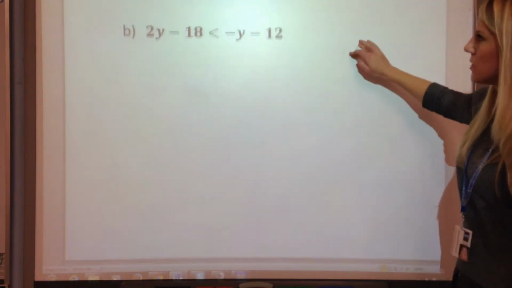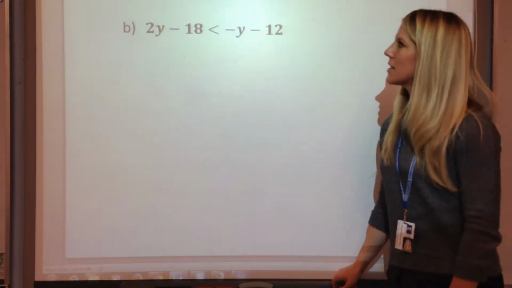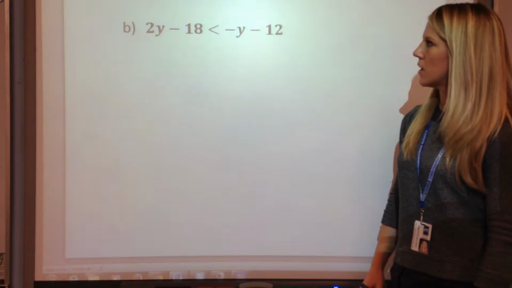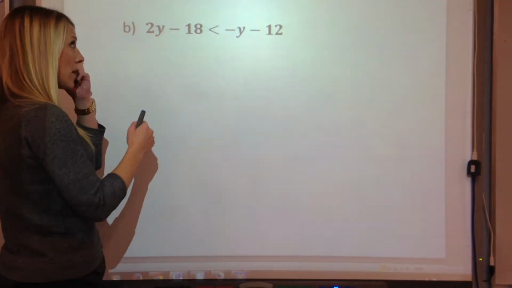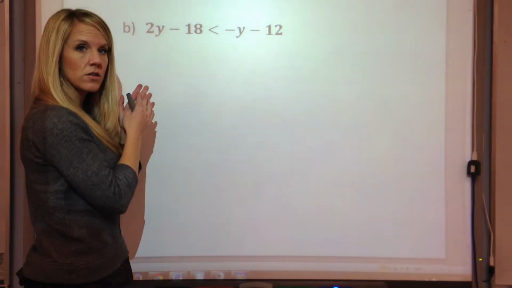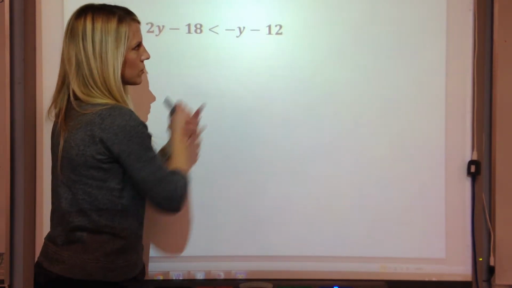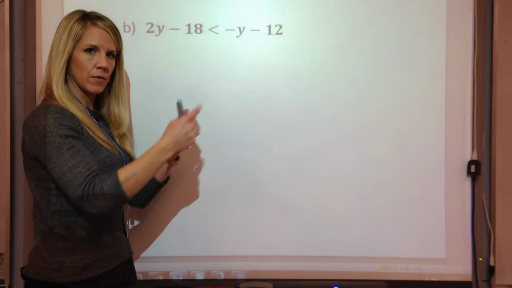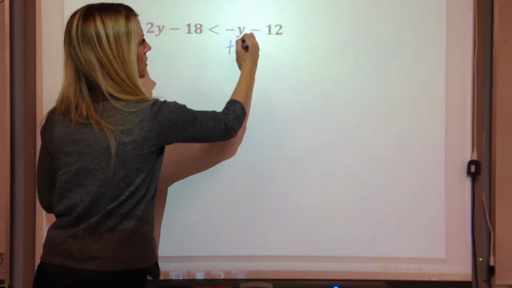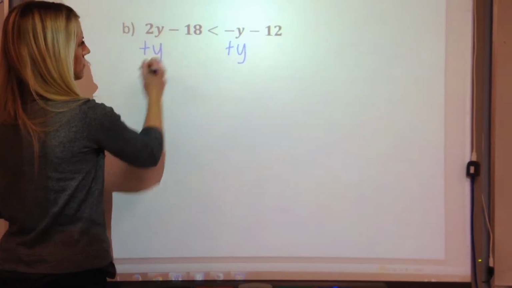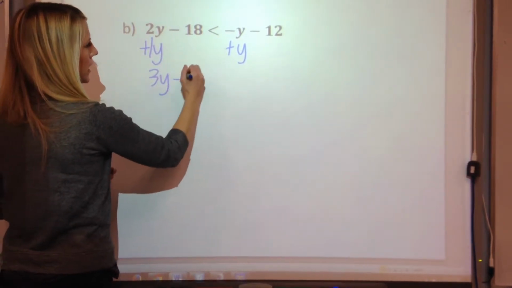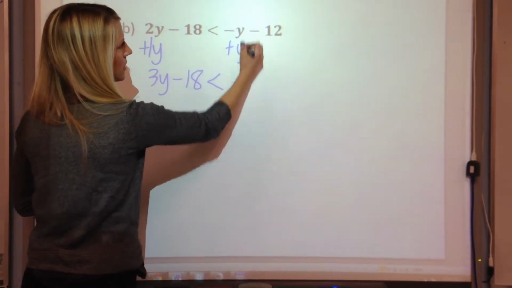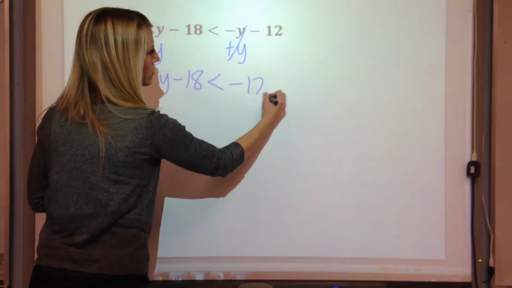All right, let's look at the next one. 2y minus 18 is less than negative y minus 12. This one I'm going to start by adding y to both sides. Again, I've already looked. Left side, I can't condense or simplify it. Can't combine anything on the right side. So now I know my goal is get the variable to one side, number to the other. So remember, that's a 1. So 2 plus 1, so we have 3y minus 18 is less than 0, but I still have this minus 12.